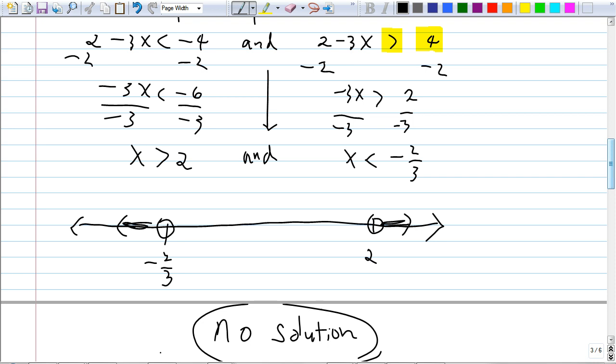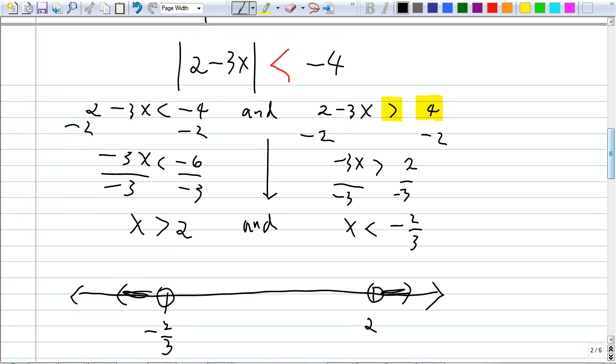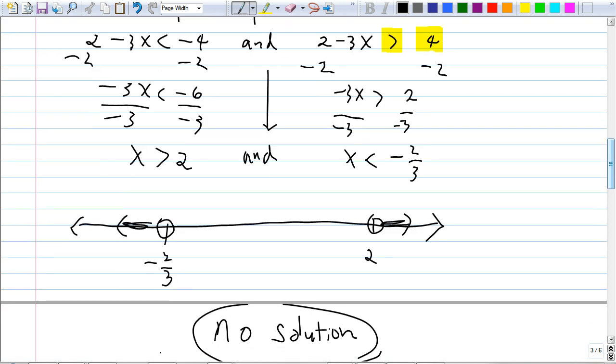Paula actually saw this already. She said the absolute value of anything cannot be less than some negative number. Is it possible for this to come out to be negative? Absolute value of any number is what? Positive. It's never negative. Therefore, it makes sense that you get no solution. You guys remember this?